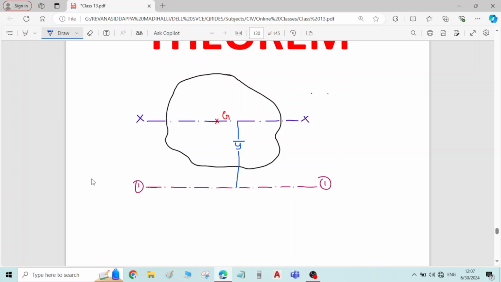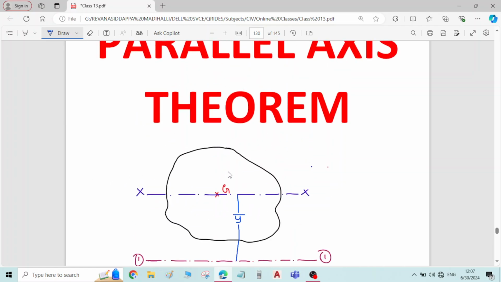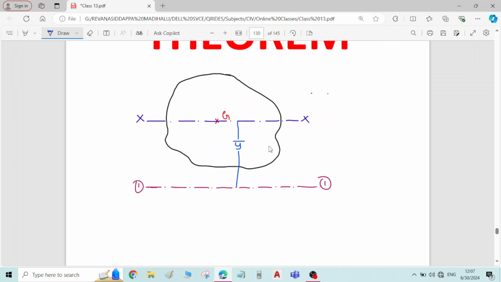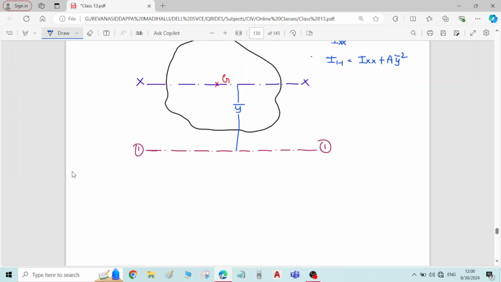Now coming to the statement of parallel axis theorem. If Ixx is the moment of inertia about an axis passing through the centroid, then moment of inertia about any other axis which is parallel to that centroidal axis is given by I11 is equal to Ixx plus A into y bar square. I'll write the statement here.